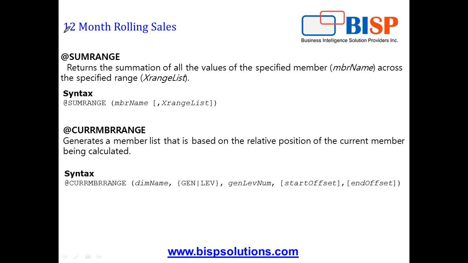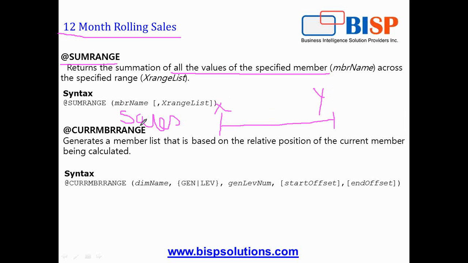In order to find 12-month rolling sales, I use the sum range function. As the name indicates, it returns the summation of all the values for the specified members. So if I'm going to calculate sales, the first argument would be sales, and then the member list range, from X point to Y point. In the member list range, I can in turn pass the argument current member range, which generates a list of members based on the relative position of the current member being calculated.